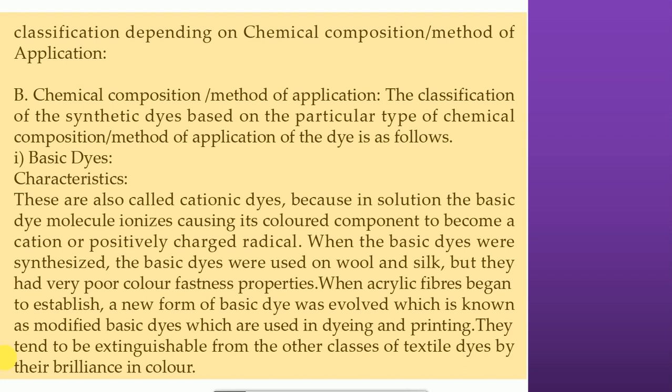These are also called cationic dyes, because in solution the basic dye molecule ionizes, causing its colored component to become a cation or positively charged radical. When the basic dyes were synthesized, they were used on wool and silk, but they had very poor color fastness properties. When acrylic fibers began to establish, a new form of basic dye evolved, known as modified basic dyes, which are used in dyeing and printing. They tend to be distinguishable from the other classes of textile dyes by their brilliance in color.